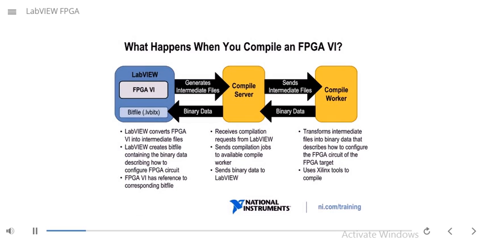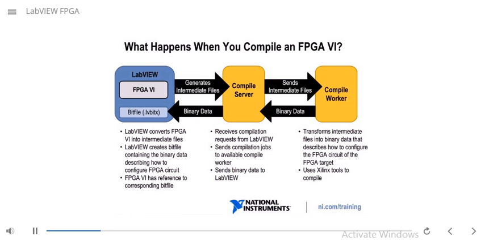So what happens when you compile an FPGA VI? Now let's describe an overview of what's going on here. If we start over here on the left, notice that we have LabVIEW. In LabVIEW you have your FPGA VI, and let's say we tell it to compile, and we execute on the FPGA VI and hit run.